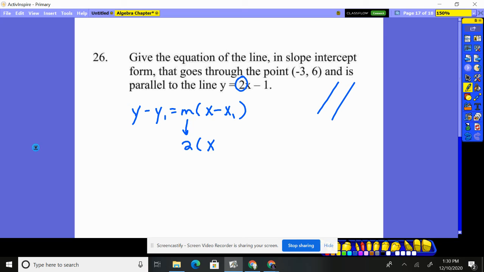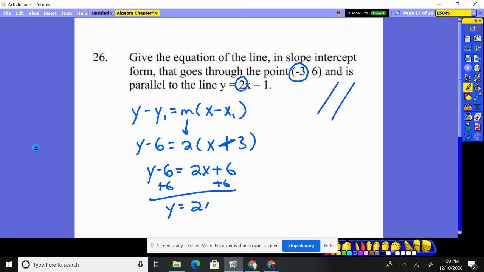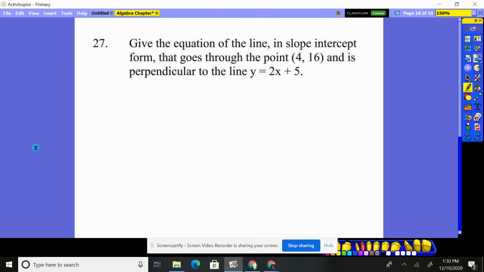So we want a slope of, guess what, 2. x minus, there's your x sub 1, x minus a -3. That will change to a plus 3. And y minus the y sub 1, which is a 6. So y minus 6 equals 2x plus 6. Add my 6, add my 6. y equals 2x plus 12.